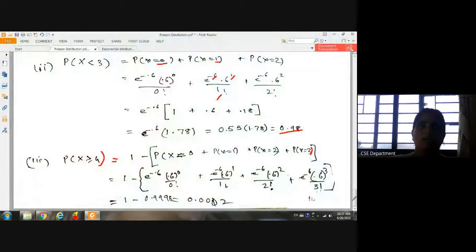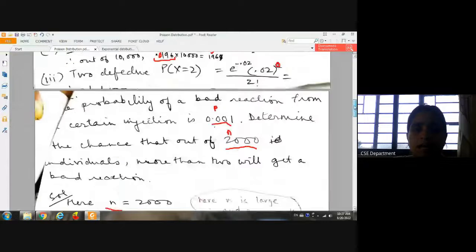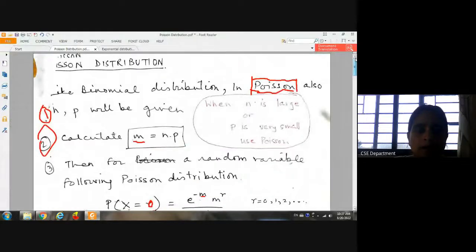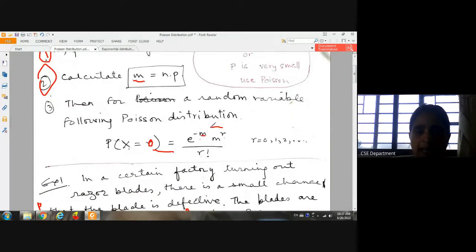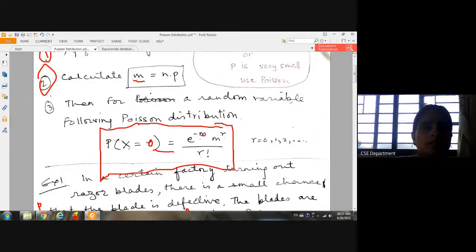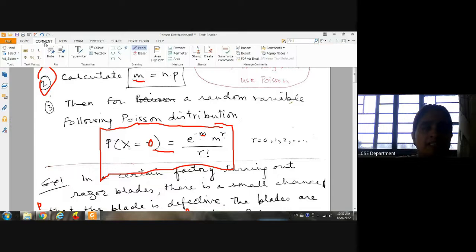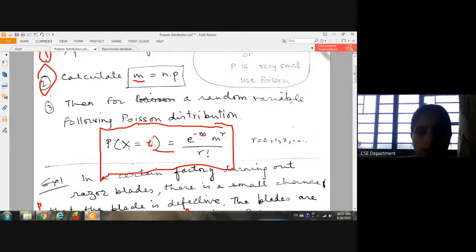Now, as you can see, Poisson distribution is easy. Just a quick recap, or you can skip 2 minutes and go to exponential distribution completely. In Poisson distribution, you have to identify n and p, compute m, and then use this formula. This is the formula you have to use. There are only three things you have to remember in Poisson distribution. This is the formula: P(X = r) is e power minus m, m power r by factorial r.